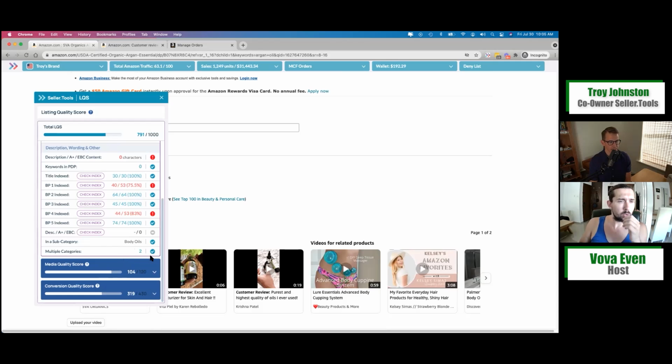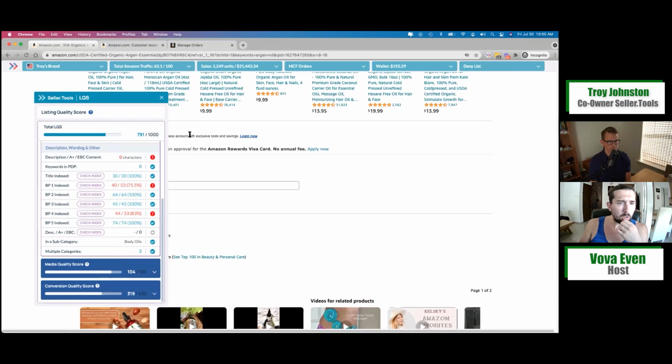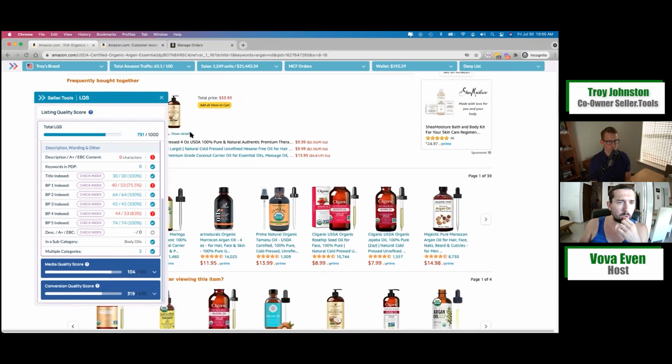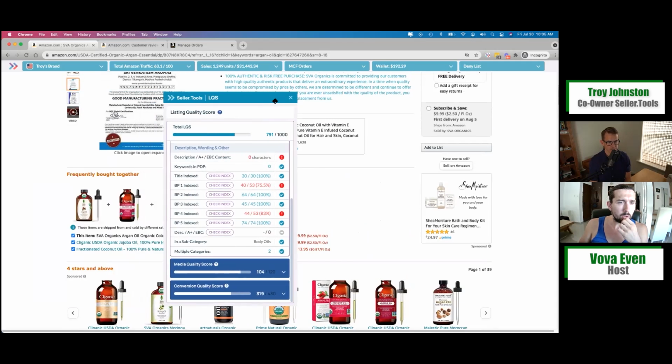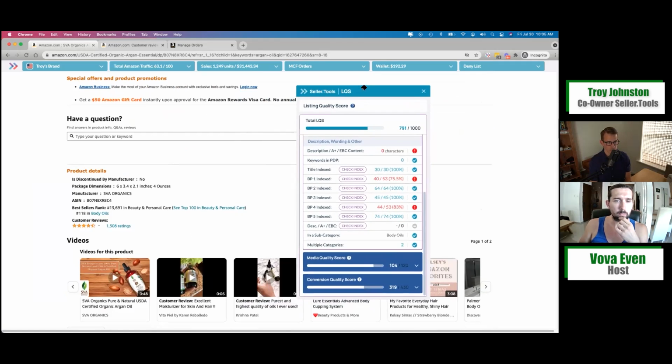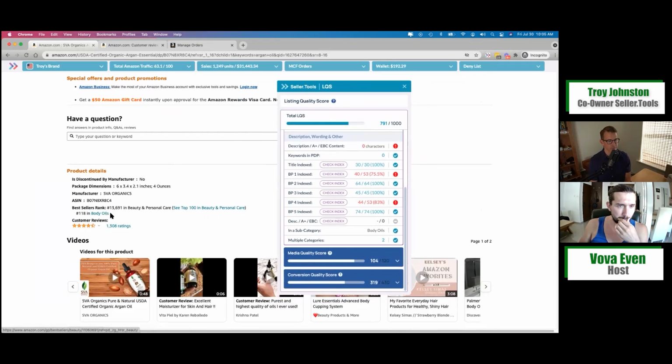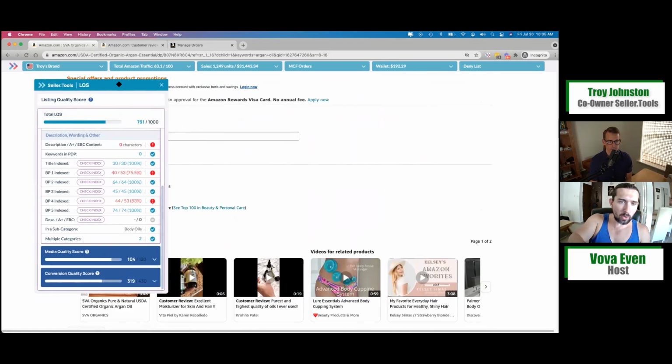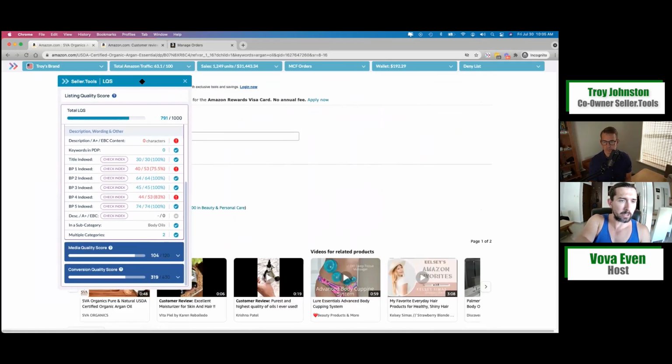Then we have in subcategory and multiple categories. Effectively, how big is our Amazon footprint? Are we optimized? So I'm going to shuffle this over. And we can, of course, see it is in Beauty, and then we have it more specifically in the Body Oils subcategory. And Troy, what is above the in a subcategory?